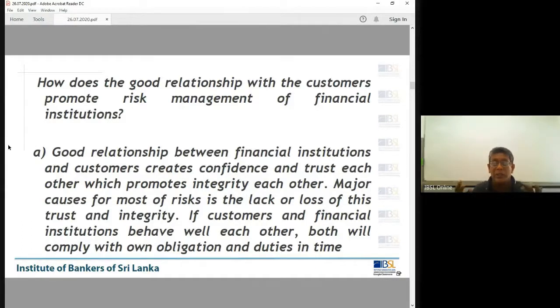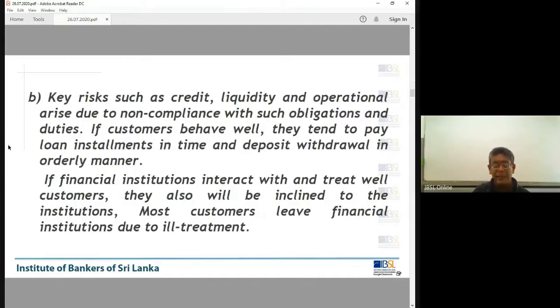Because you do not trust your bank, then an unnecessary liquidity issue comes. So if you have a better understanding and a better relationship, it automatically creates confidence, and that risk is going to diminish. And if customers and financial institutions behave well toward each other, both complying with their own obligations and duties in time, there won't be any issues faced by the bank.